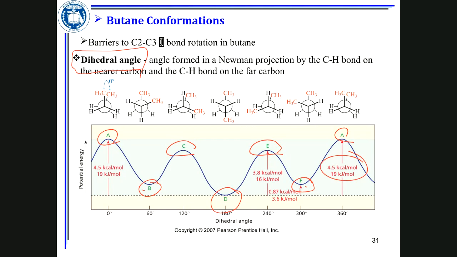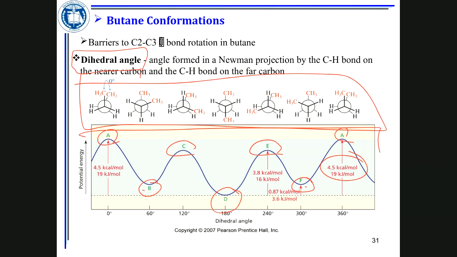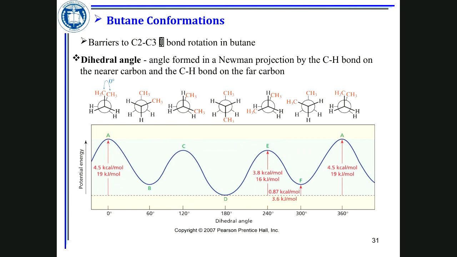Now, what type of questions would you expect from this, or what do you need to know? If you are given these all together, or maybe one or two of them, and you are given this graph, you should be able to match which conformer goes to which point of this energy diagram. So this one is going to be which point of the diagram? What point of the diagram would be this structure here? That's a total eclipse, and we are going from A to F.